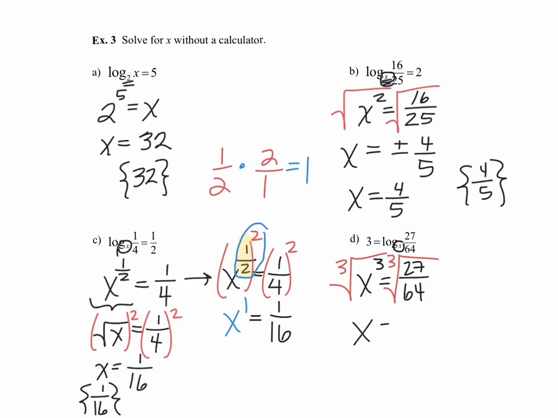And the cube root of 27 is 3. The cube root of 64 is 4. So our solution set is 3/4. So the key to solving logarithmic equations is remembering that you need to rewrite the equation in exponential form.